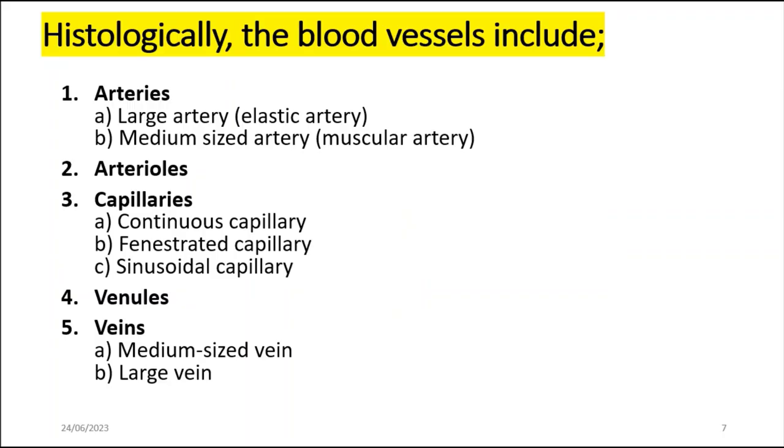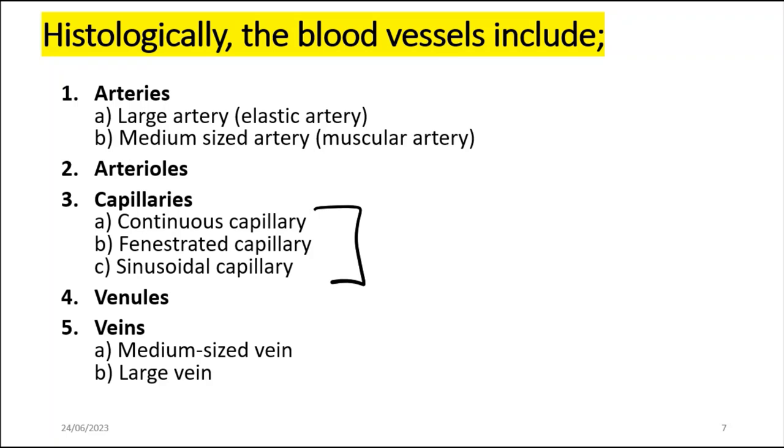So histologically, blood vessels include the arteries, which can be large arteries or medium-sized arteries. Large arteries are elastic arteries, and medium-sized arteries are muscular arteries. Medium-sized arteries will further divide into smaller arterioles, and then from arterioles you go to capillaries. These capillaries are of three types histologically. You have continuous capillaries, fenestrated capillaries, and sinusoidal capillaries.